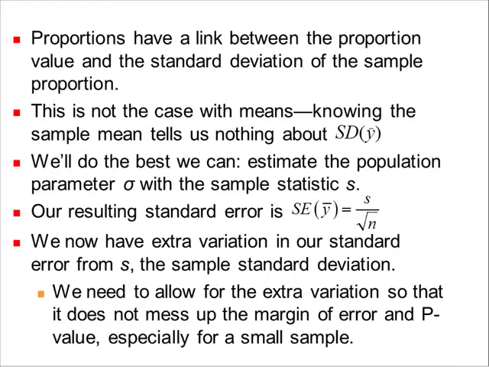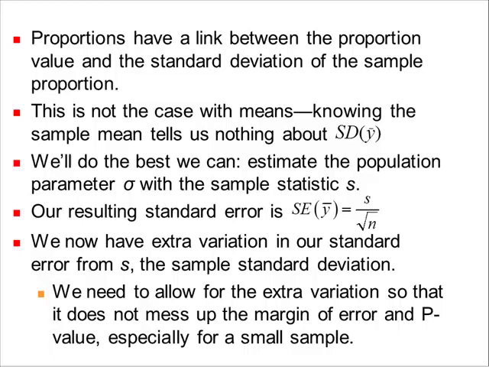Proportions have a link between the proportion value and the standard deviation of the sample proportion, but this is not the case with means. Knowing the sample mean tells us nothing about the standard deviation of the sampling distribution. We'll do the best we can, and we estimate the population parameter with the sample statistic S. So, you take your data and you find the standard deviation, and our resulting standard error is S divided by the square root of n.